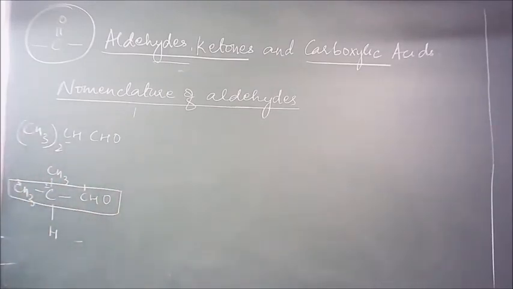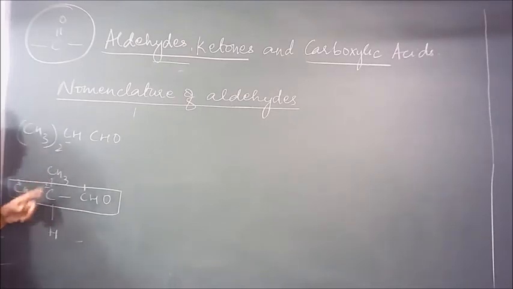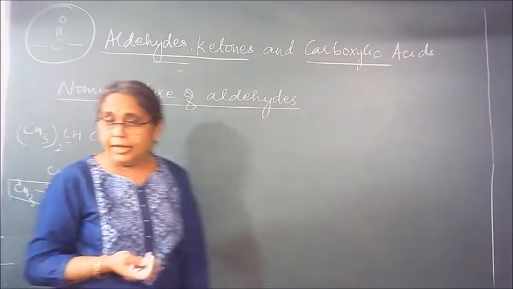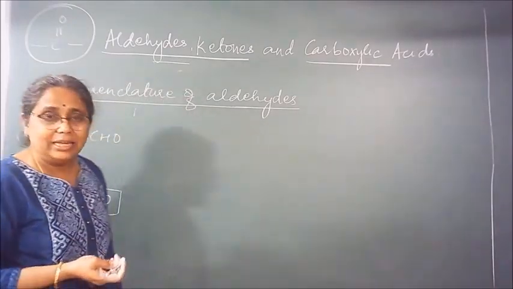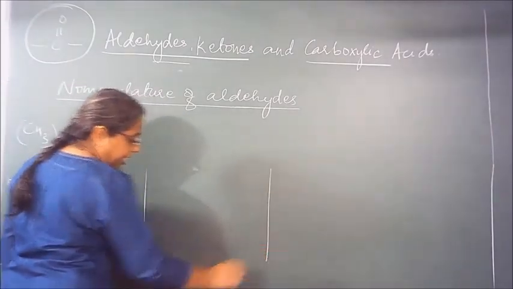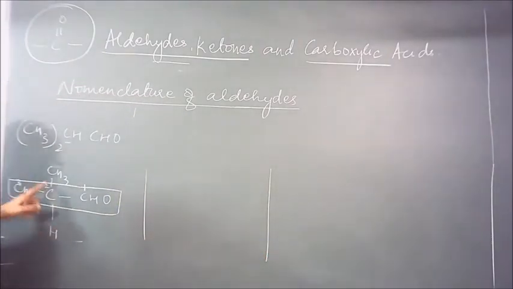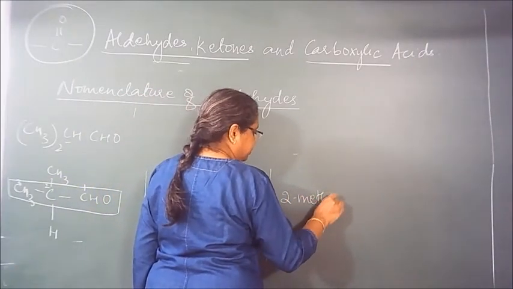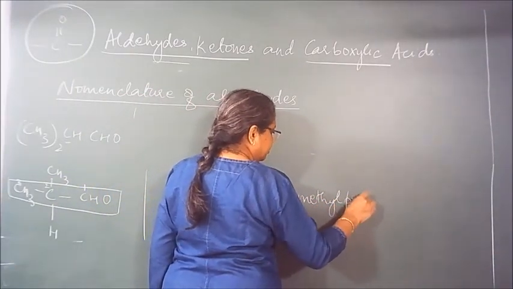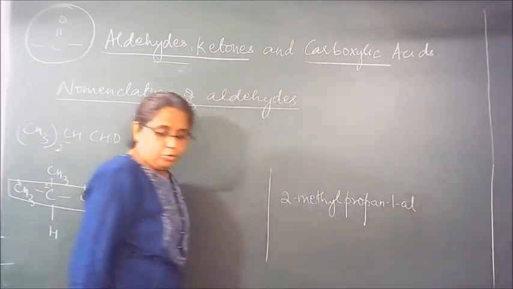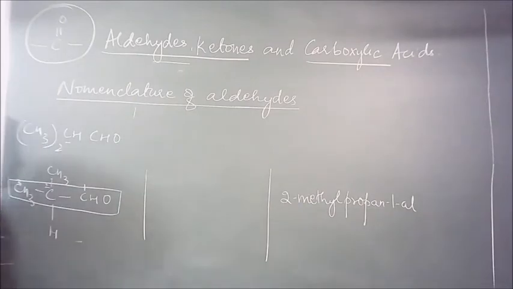In my parent chain, at the second position I have what? A methyl group. It cannot have a simple common name. I'll tell you how the common name is decided, but we would prefer an IUPAC name. So its IUPAC name is 2-methylpropanal, or 2-methylpropane 1-al.